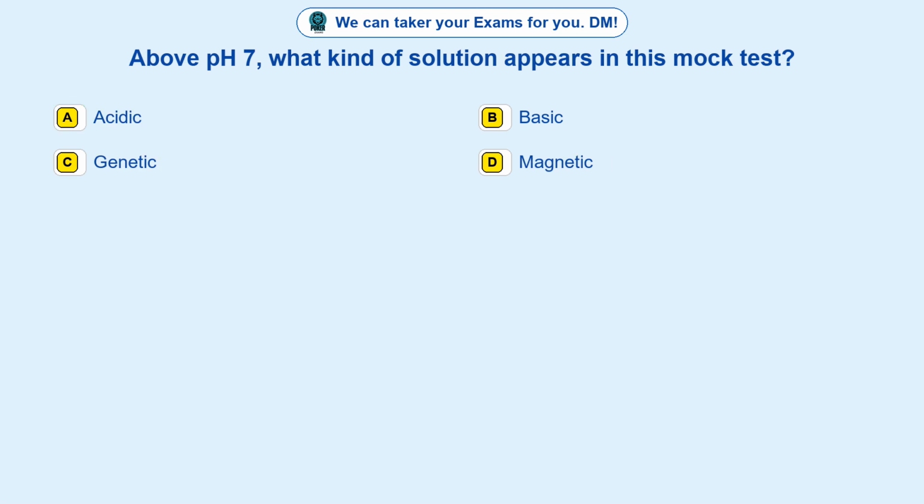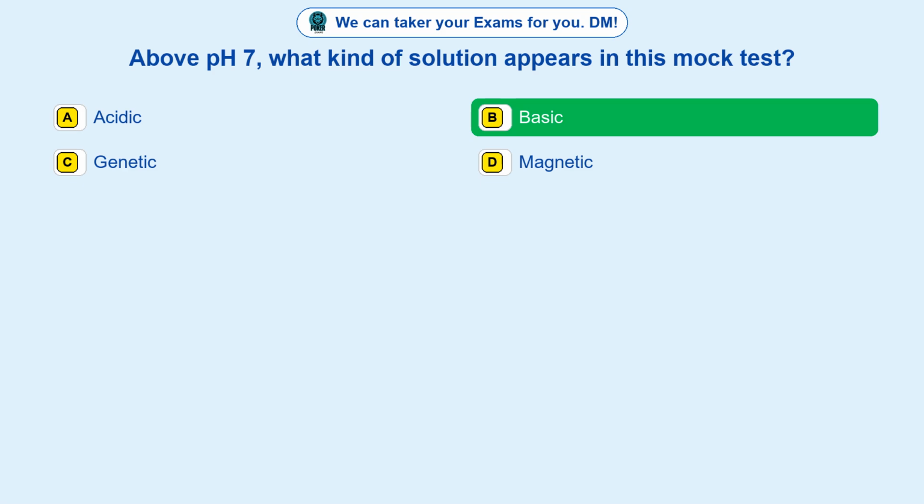Question 36. Above pH 7, what kind of solution appears in this mock test? Option A, acidic. Option B, basic. Option C, genetic. Option D, magnetic. The correct answer is option B, basic.